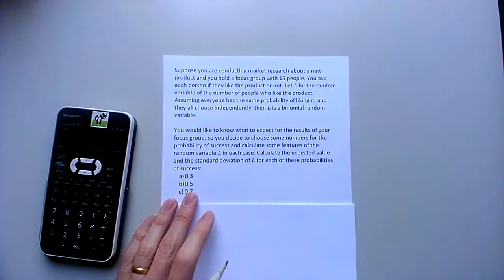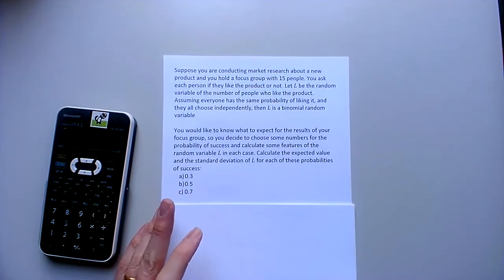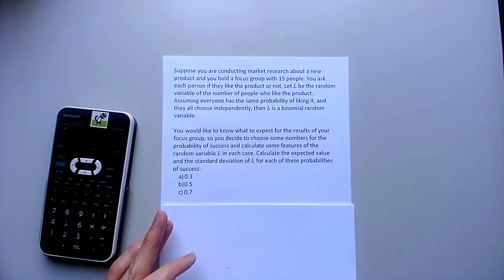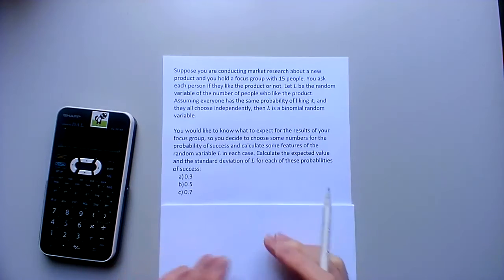Suppose you are conducting market research about a new product and you hold a focus group with 15 people. You ask each person if they like the product or not. Let L be the random variable of the number of people who like the product. Assuming everyone has the same probability of liking it and they all choose independently, then L is a binomial random variable. Oh yeah, I guess that makes sense.